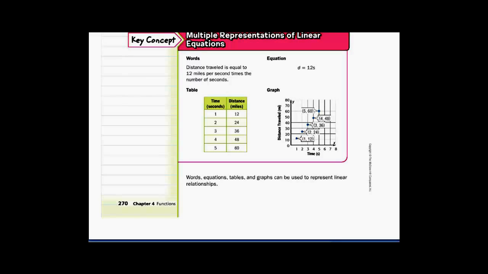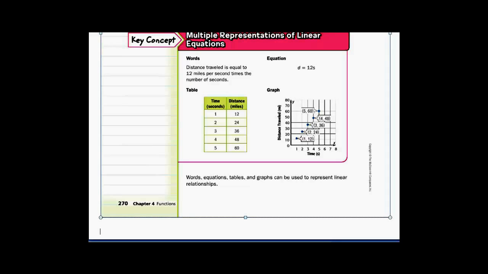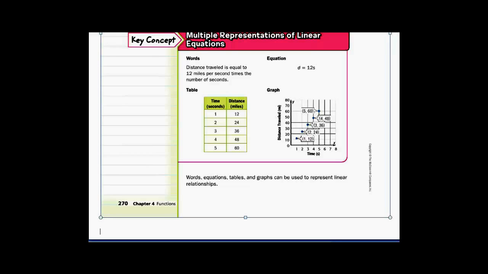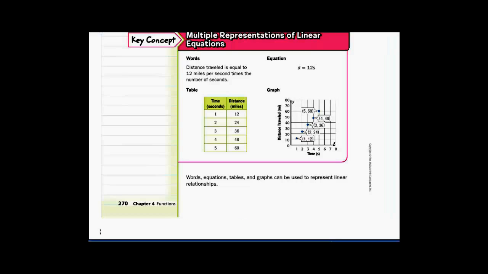So distance traveled, so D is equal to 12 miles per second. So every second, 12 miles. 2 seconds, 24. 3 seconds, 36. Or you could display that in a graph. Every second, 12 miles. So 2 seconds, 24 miles. 3 seconds, 36. Or if you just want a general equation, you could say the distance traveled, D, is equal to 12 per second. So if you went for 100 seconds, it'd be 100 times 12. If you did it for 3 seconds, it'd be 3 times 12. That's where that 36 comes from.